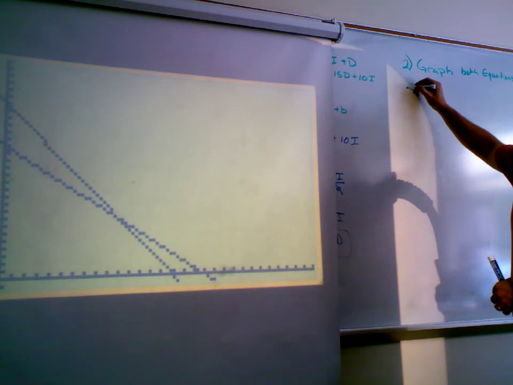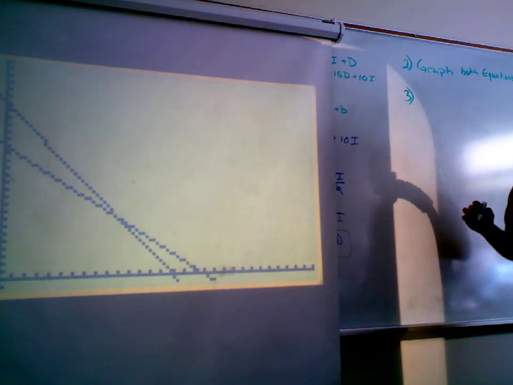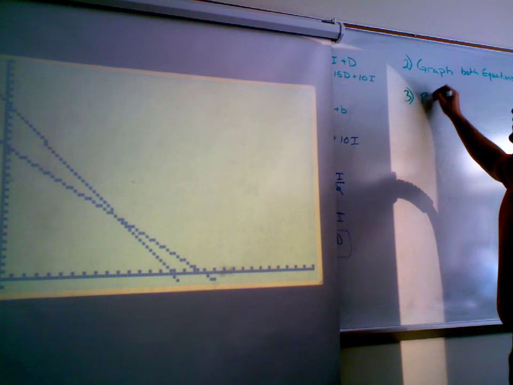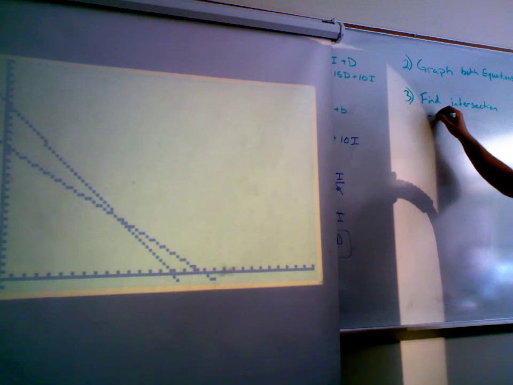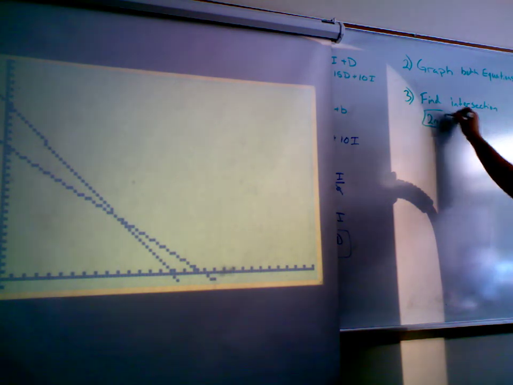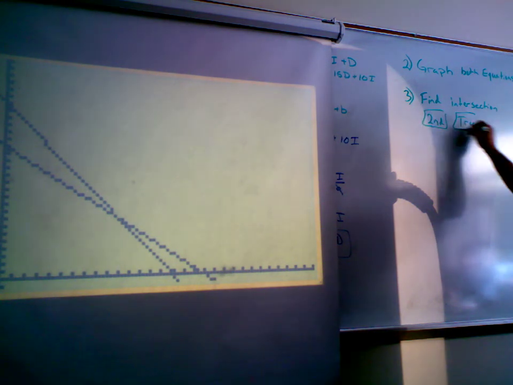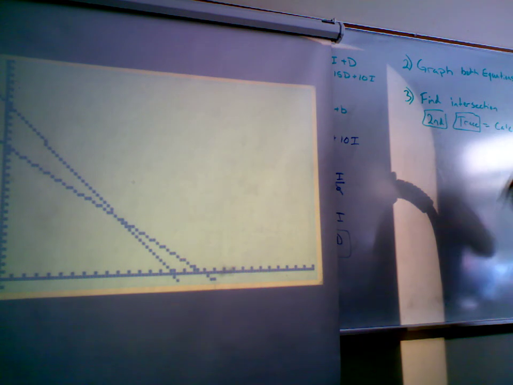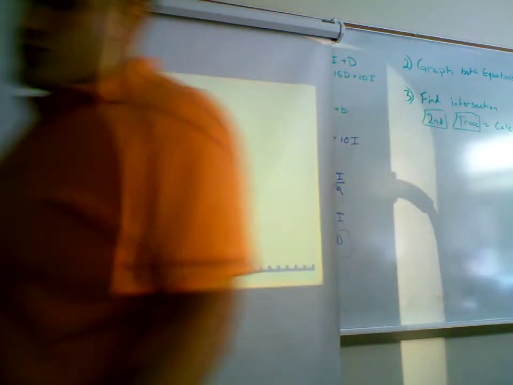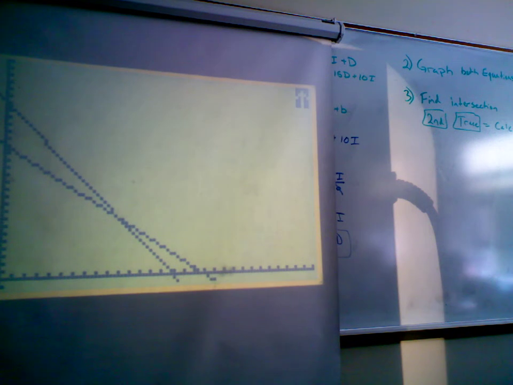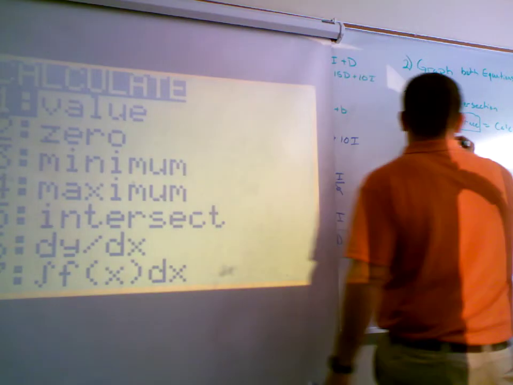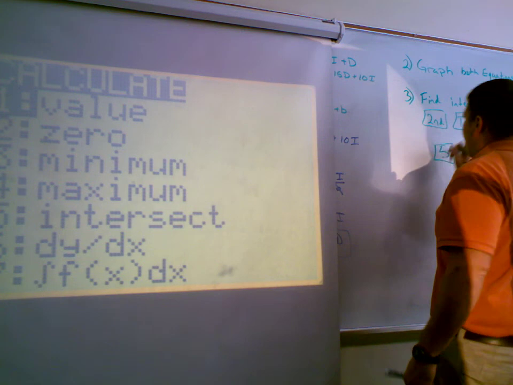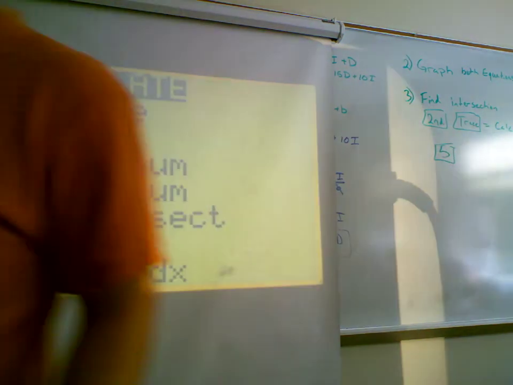So, the way to use our calculator to get our answer, right? We need to find the intersection. And the way you do this is you hit second, trace. And that will give you the calculator menu. So hit second, trace. And if you look at the fifth one, what does the fifth one say? Intersection. So you hit button 5.